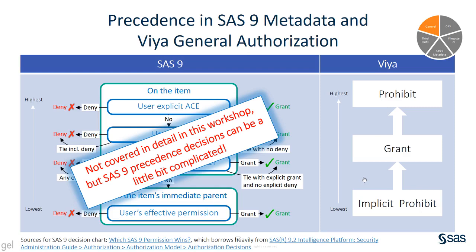We just know that it's complicated, but we don't need to know anything about it to do this in Viya, because in Viya, precedence is really simple. There's an implicit prohibit. You can grant to override that implicit prohibit, of course, right? If you couldn't grant over an implicit prohibit, then you wouldn't be able to give anyone permissions. So you get a prohibit by default. You can grant to override it. So that's the next level up. But if you do a prohibit anywhere, that overrides a grant. Prohibits are all powerful. That's the only precedence rule there is in SAS Viya. So very different from SAS 9.4, but a lot simpler.